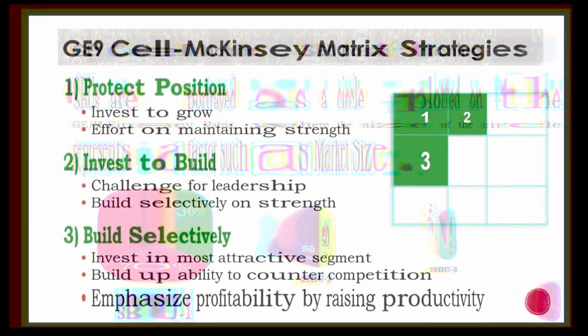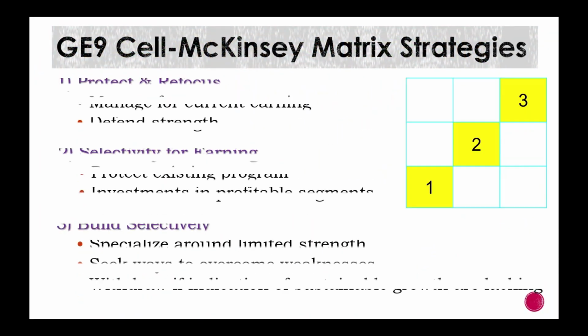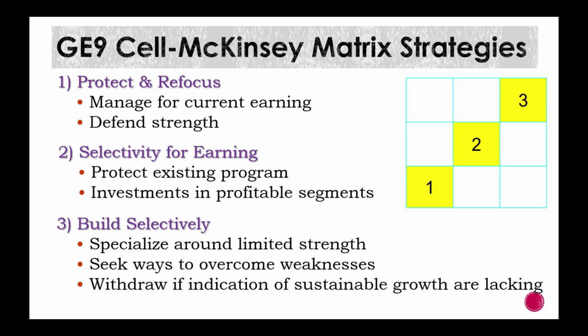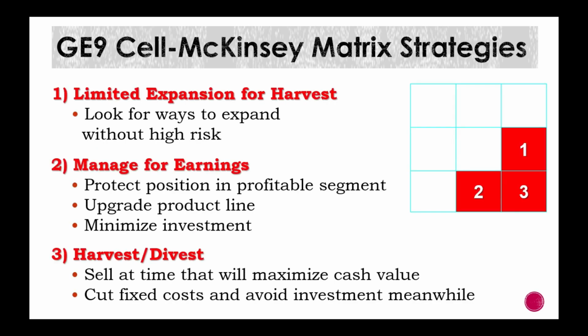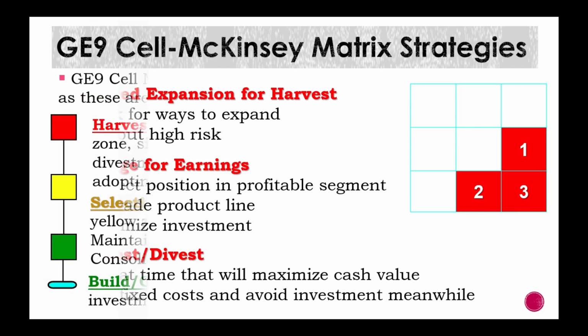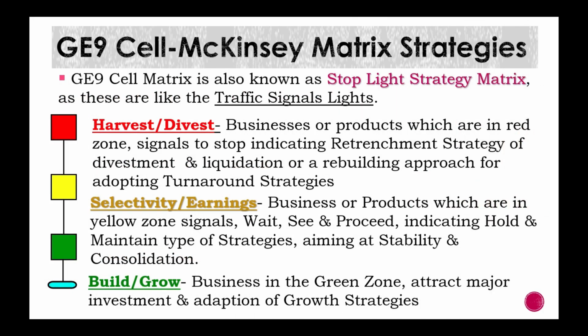Here, depending upon which quadrant the SBU is positioned in, you can take the appropriate strategic decisions so that there are fewer losses to the company and more earnings for the business organizations. If we look at the three color codes, which are like those of traffic signal lights, it is also called the stop light strategy matrix, where red color indicates danger or risk, which means stop, yellow color indicates to be cautious, and green color indicates a safe zone and we should proceed further.